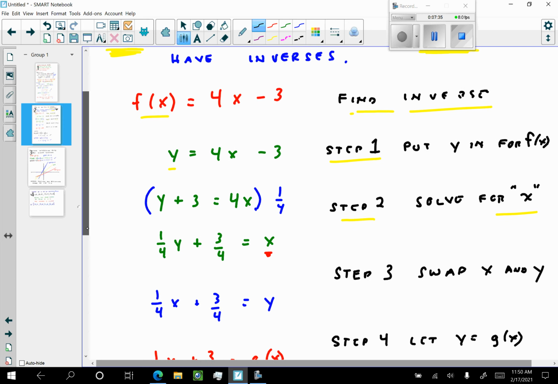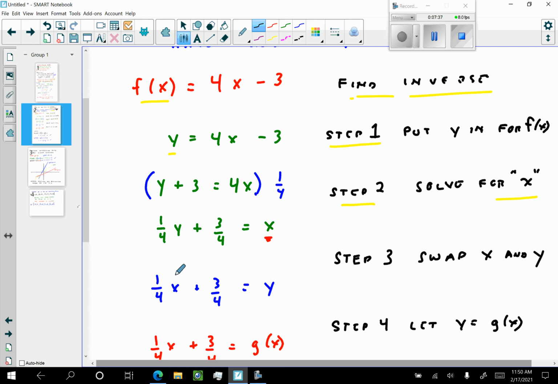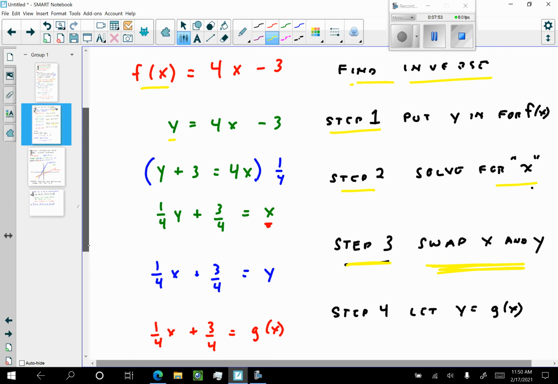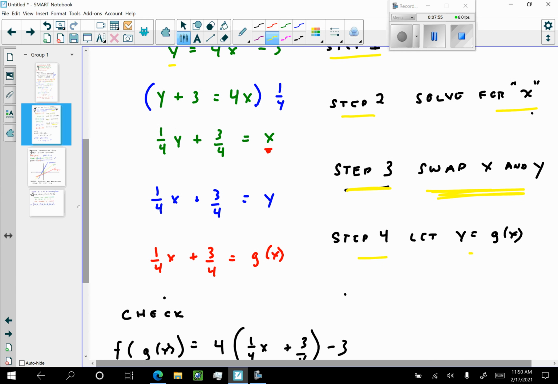Okay, here are your steps. Step 1, put y in for f of x. Step 2, solve for x, some algebra. Step 3, swap the x's and y's. This step 3 is how we're going to find the inverse of ordered pairs, and I'll go through that in a bit. Step 4, simply let y equal g of x, and now I have found the inverse.